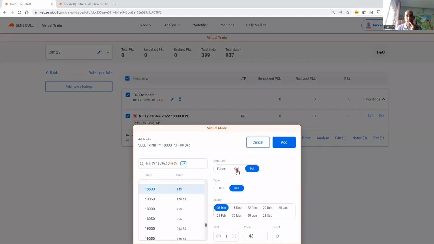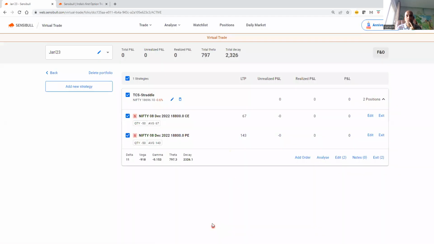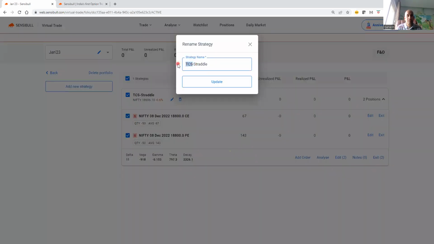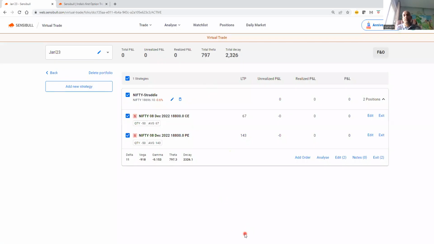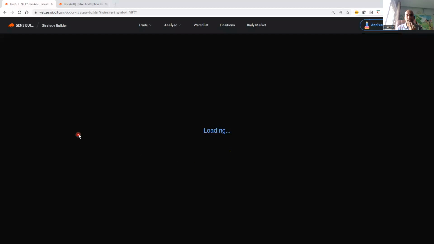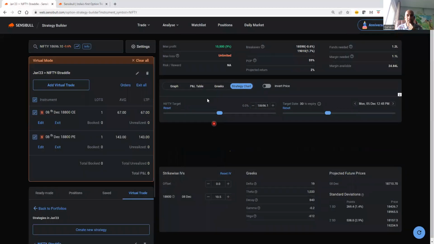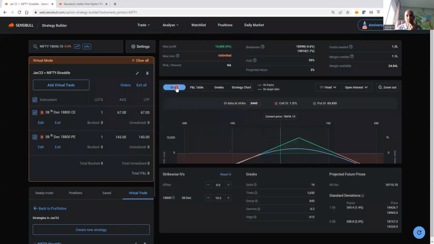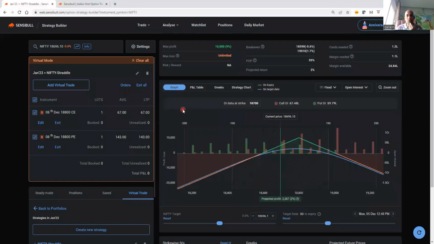And let's say I want to add a call. So let's say you have taken this strategy. You can track it here, and you can analyze similarly. Analyze means when you go to analyze, you go to the cap chart and Greeks and P&L, everything you can see here. Same thing that we showed in TCS, right?